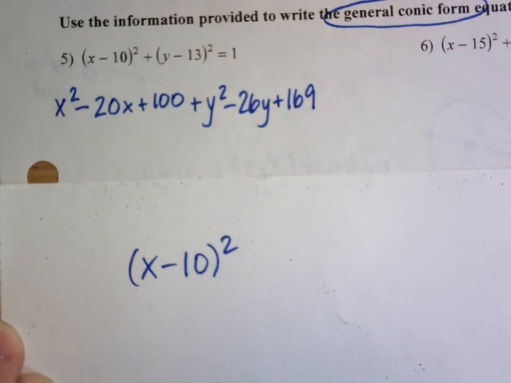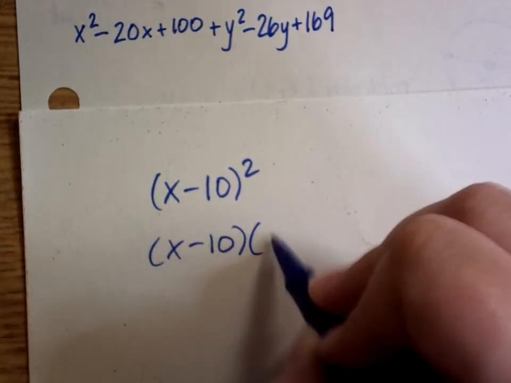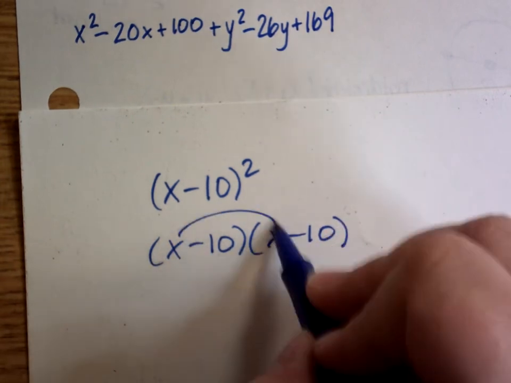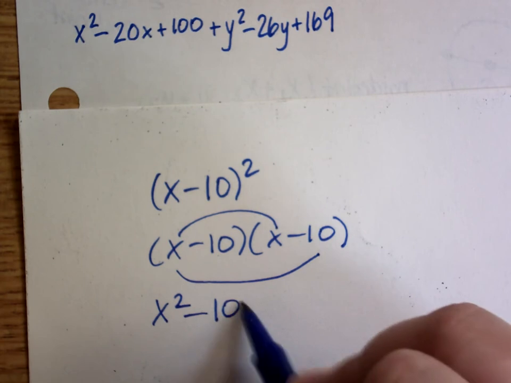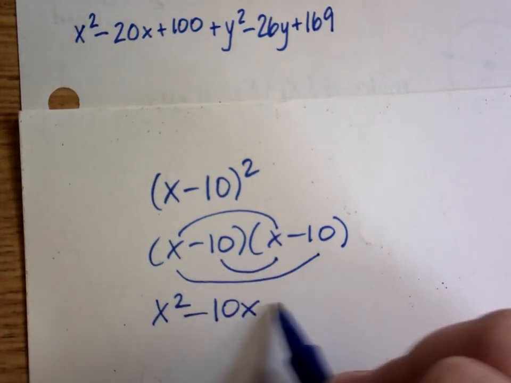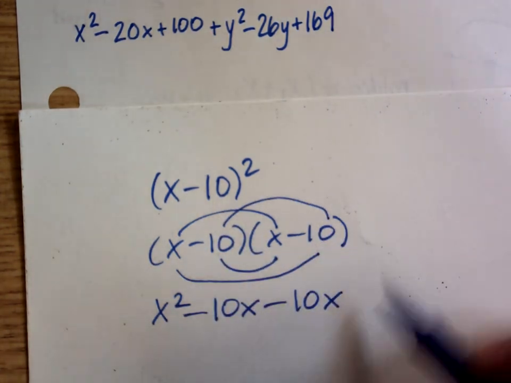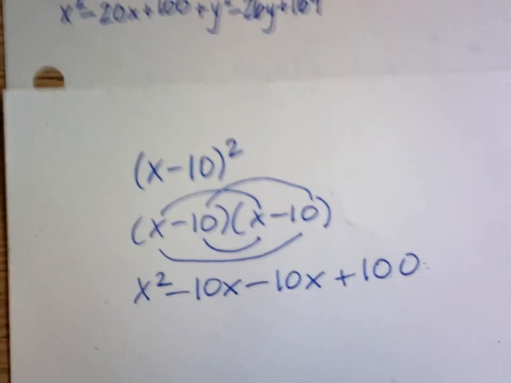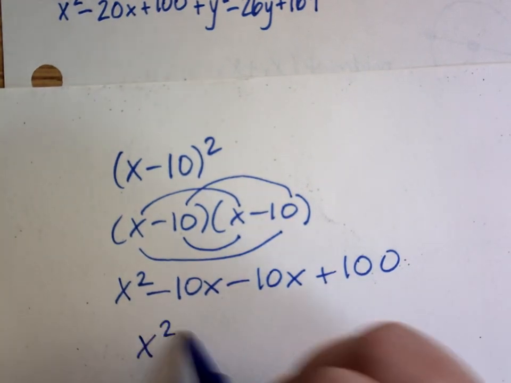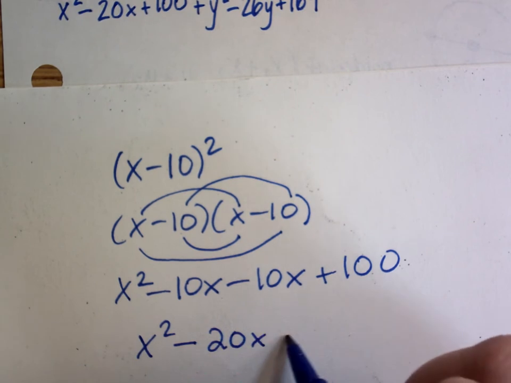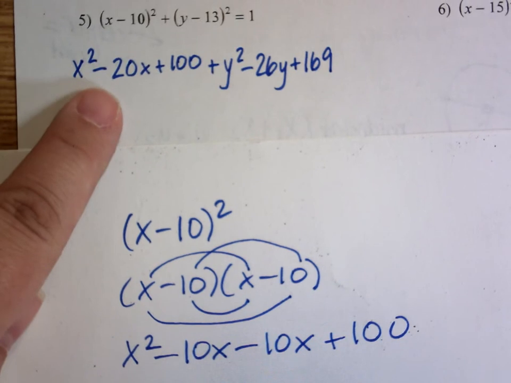Okay, if you need to see that, here goes right here. This is x minus 10 times x minus 10. x times x is x squared. x times negative 10 is negative 10x. Negative 10 times x is also negative 10x. And negative 10 times negative 10 is positive 100. So I have two middle terms that can combine. They're like terms as negative 20x. Okay, so that's how I got this first part.